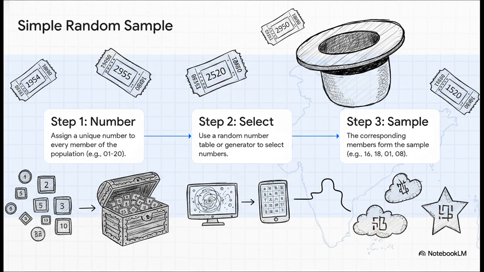So the first tool is the purest and most basic form. It's called simple random sampling. This really is the drawing names from a hat method. The process is exactly what you see here.